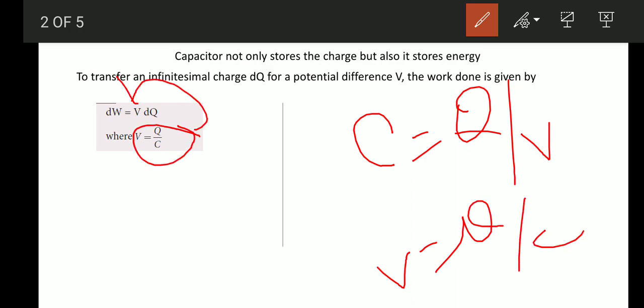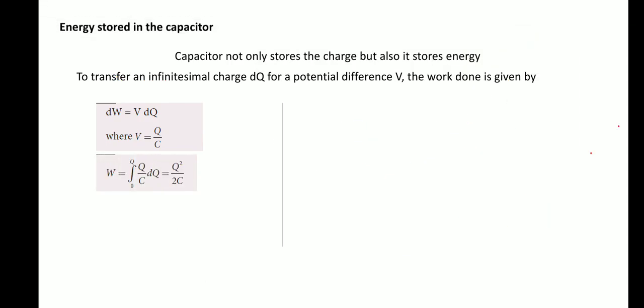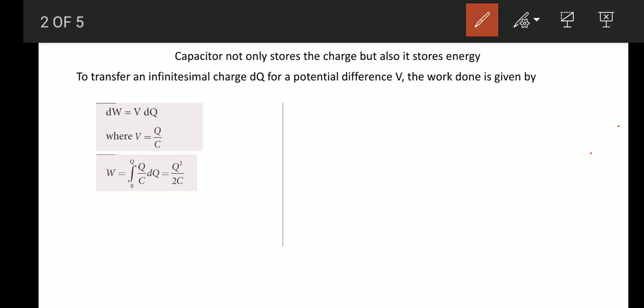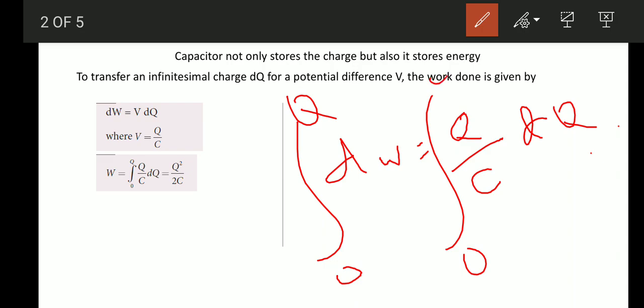Substitute the value of V in this equation, then dW equals Q by C into dQ. This is a small work value. We need to calculate the total work. Total work means integration of this small work. The integration is valid between 0 to Q, where 1 by C is a constant which will come out of the integration. Then you will get 1 by C integration over 0 to Q of Q dQ.